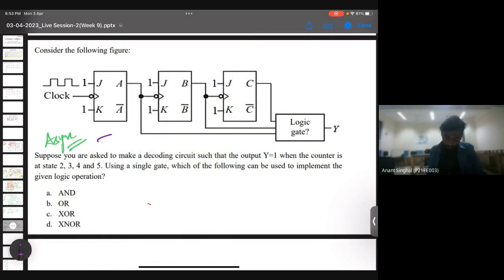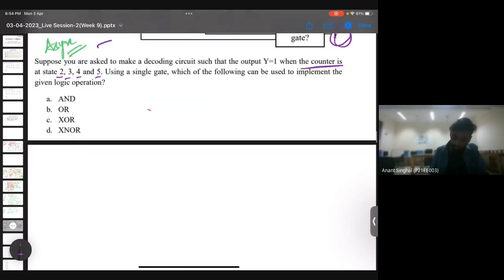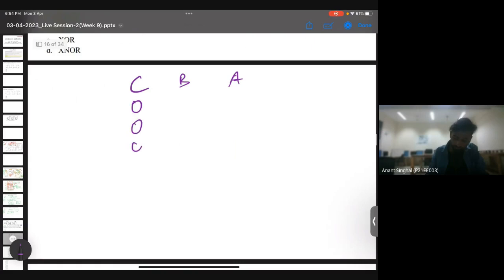So now the question says that output y will be 1 when the counter is at the state of 2, 3, 4, 5. So I can write all the conditions. I'm considering this is the MSB and this is the LSB, so this will be C, B, A. So there can be 8 possibilities. Let me write them.